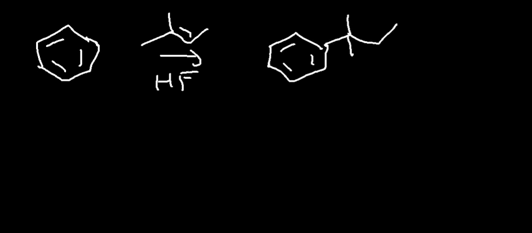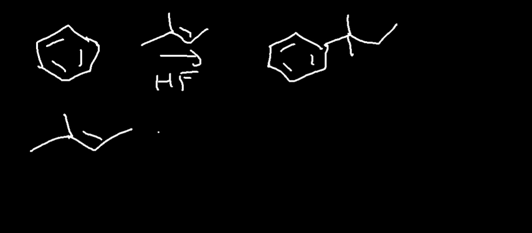Try this one. So benzene, in the presence of another alkene, using HF as a catalyst, and it can make this product. This reaction is very similar to a Friedel-Crafts alkylation reaction, but without the aluminum chloride catalyst. But go ahead and propose a mechanism for this process.